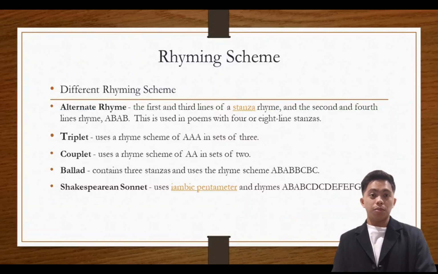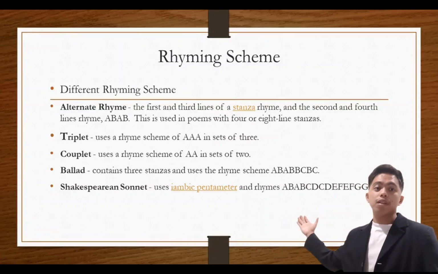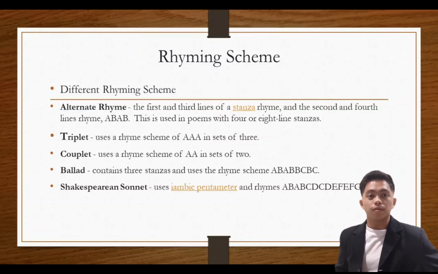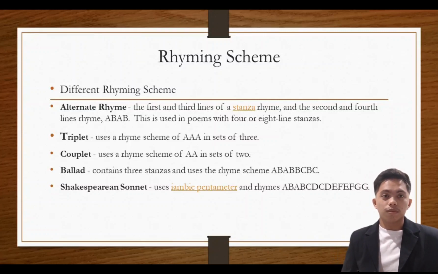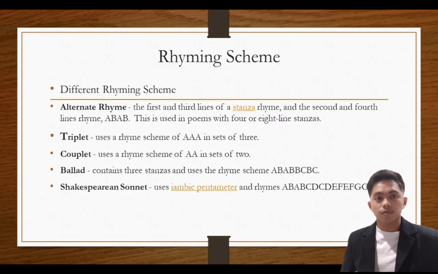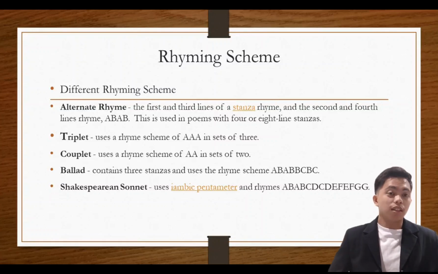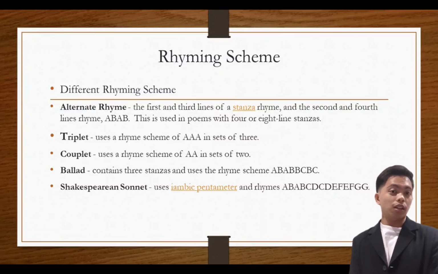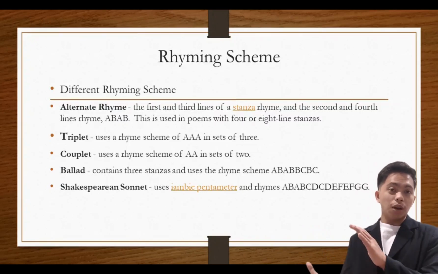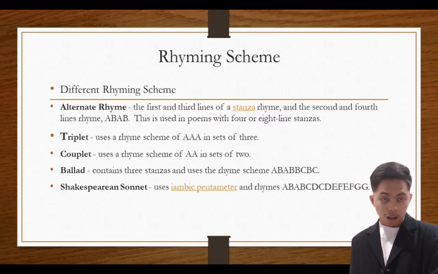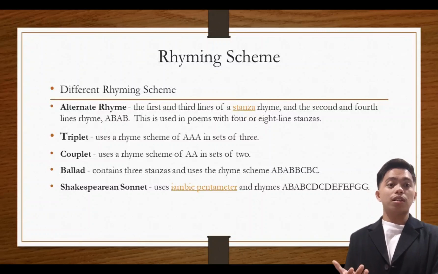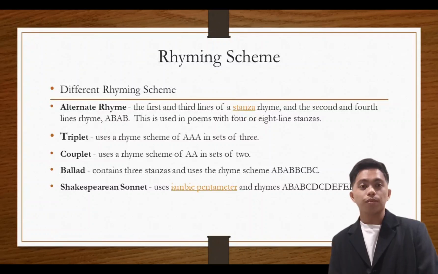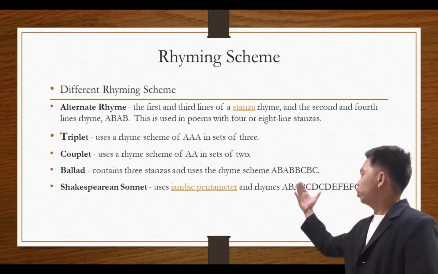So, may I call Miss Julian to read what is an alternate rhyming scheme? Okay, thank you. That's it. So, alternate rhyming scheme has the pattern of ABAB. Okay, so later on, I will show you an example of poetry that uses alternate rhyming scheme. Okay? Okay, class. So, the next one is triplet rhyming scheme.